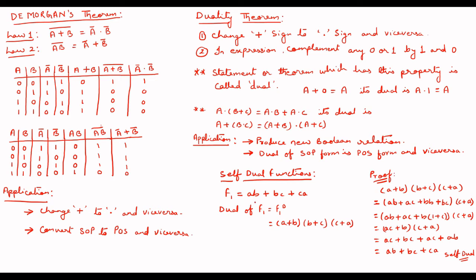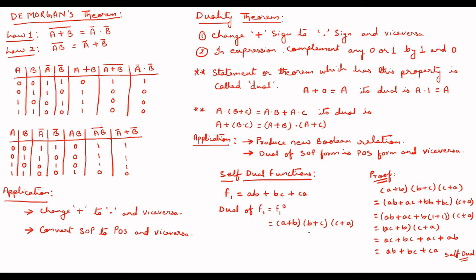So what I have done over here, you can see in this equation, I have converted plus to dot and dot to plus. You can see A dot B has now become A plus B, and plus becomes dot over here, B dot C becomes B plus C, and plus becomes dot, and C dot A becomes C plus A over here. So this is the dual of F1.